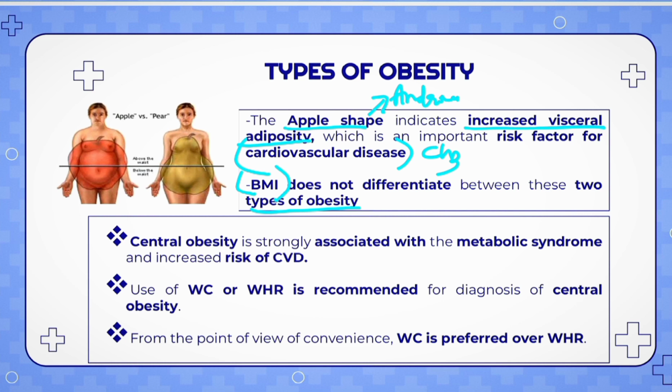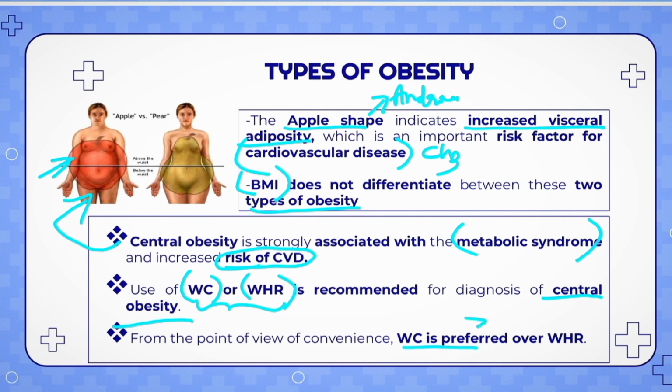The central obesity, which is found in this apple-shaped body, is strongly associated with the metabolic syndrome, and such kind of obesity has a higher risk of development of cardiovascular diseases. For the measurement of central obesity, measurement of waist circumference or waist-hip ratio is recommended. However, out of these two, the waist circumference is preferred over the waist-hip ratio from the point of view of convenience in measurement.